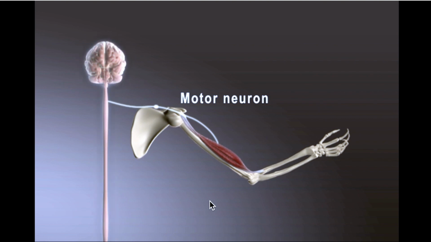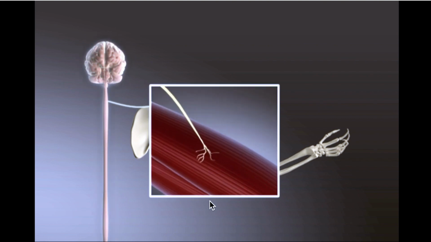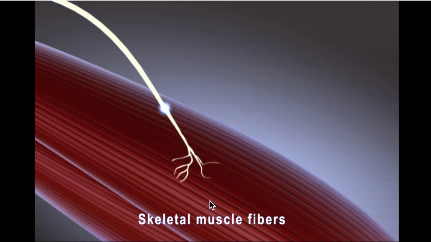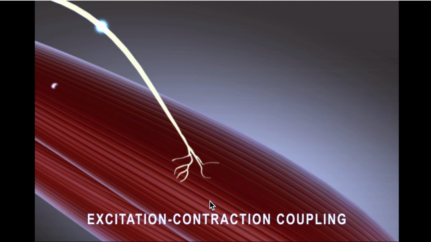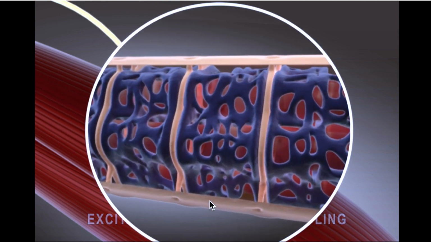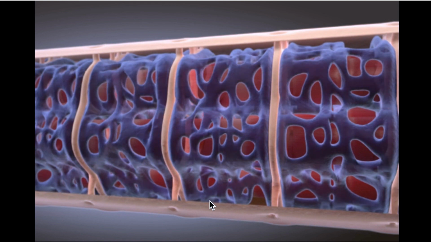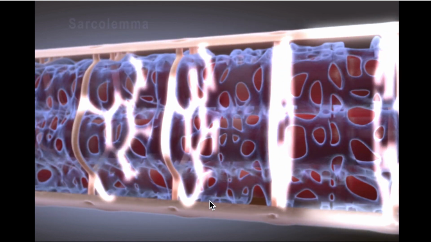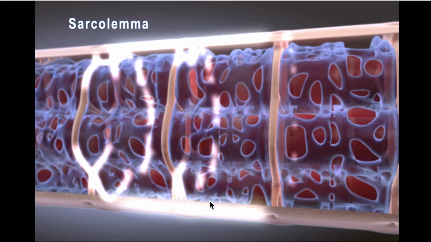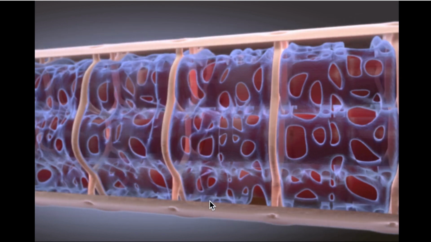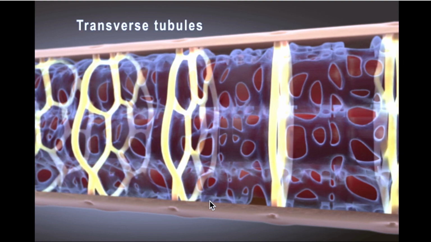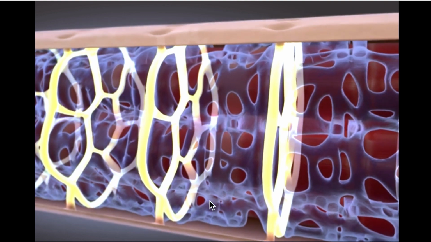The event that converts an action potential to a contraction is known as excitation-contraction coupling. In a single muscle fiber, an action potential propagates along the entire sarcolemma, swiftly conducting into the interior of the muscle fiber, aided by the transverse tubules, also known as T-tubules, which extend throughout the muscle fiber, as seen here.